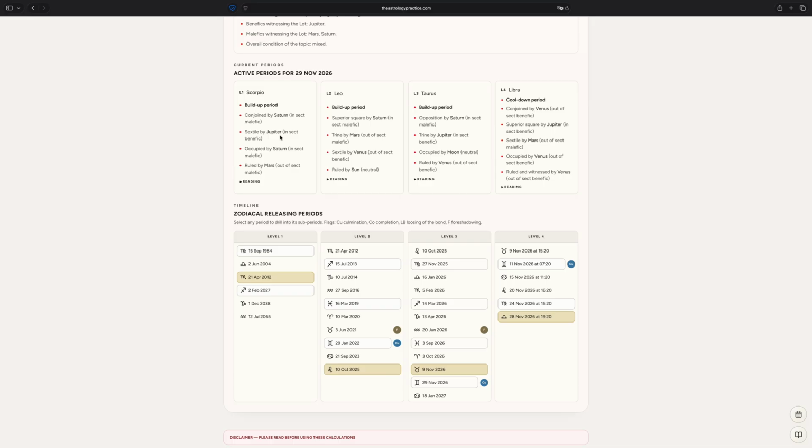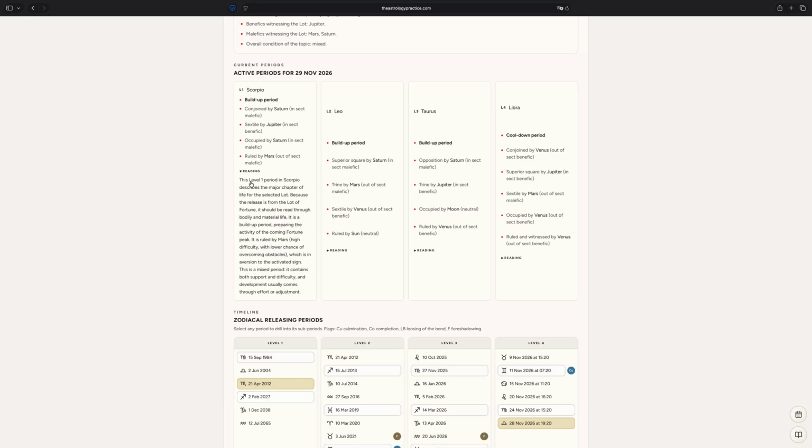To judge how good that period is, you look at the malefics and benefics and how they're configured to Scorpio. Saturn seems to be in Scorpio, Jupiter is sextiling Scorpio, and it is ruled by Mars, which is the out of sect malefic, because Prince Harry has a day chart.